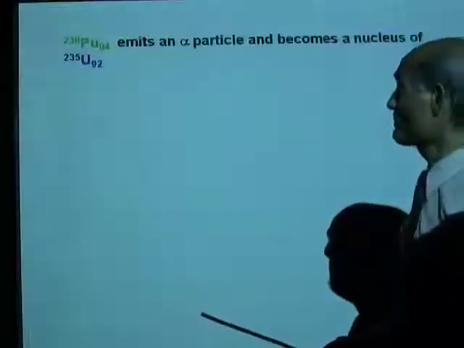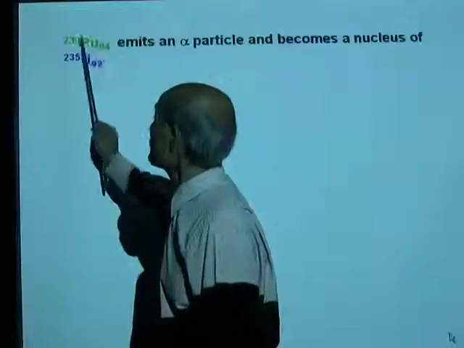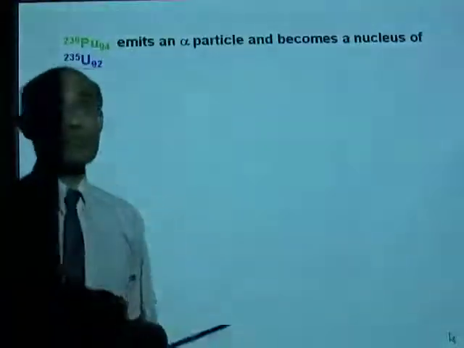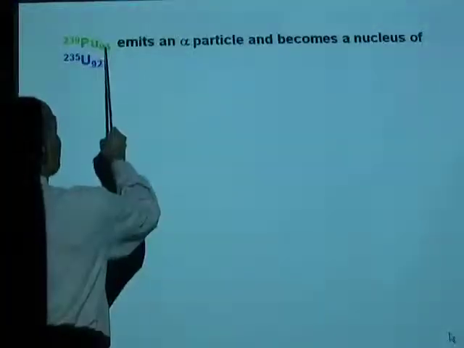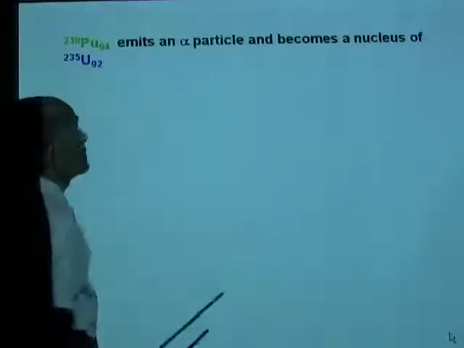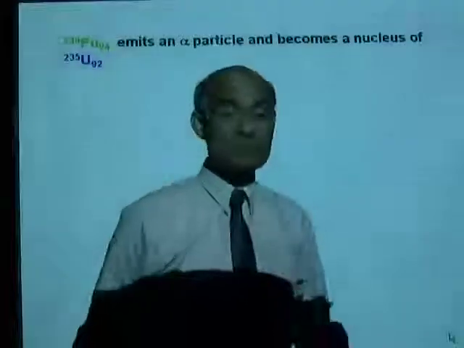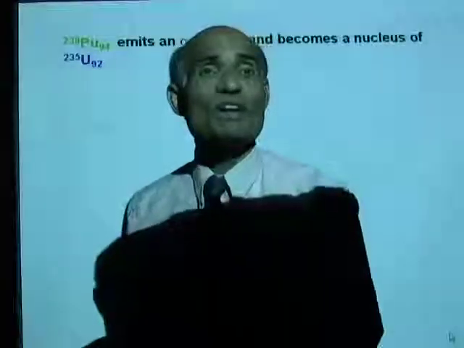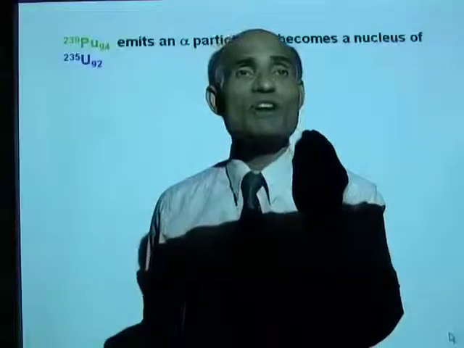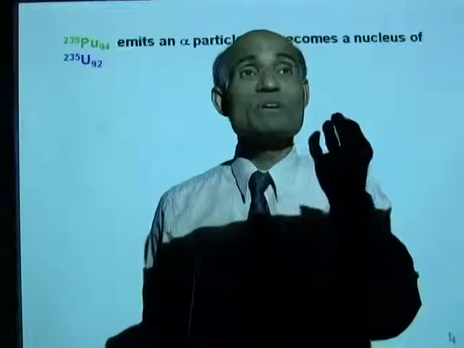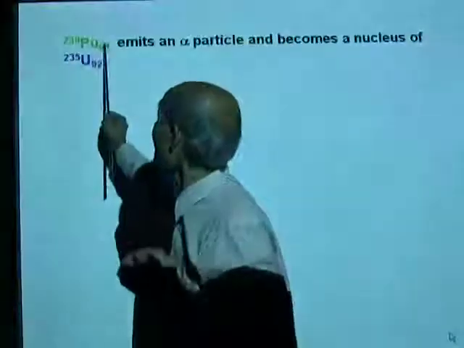Very important to know that a radioactive element transforms into another element as a result of an alpha emission. For example, plutonium 94-239. Plutonium has an atomic number 94 and a mass number 239, emits an alpha particle and becomes a nucleus of an element with atomic number 94 minus 2.